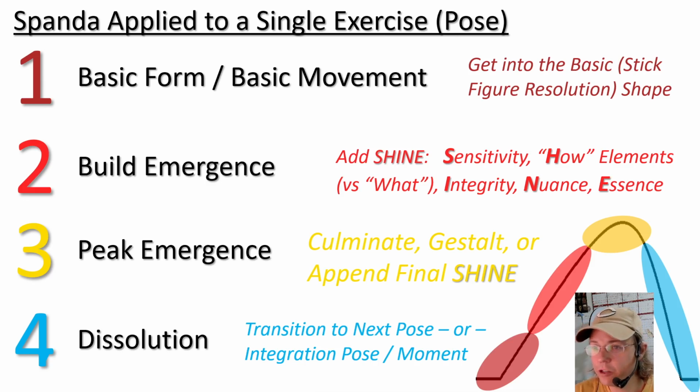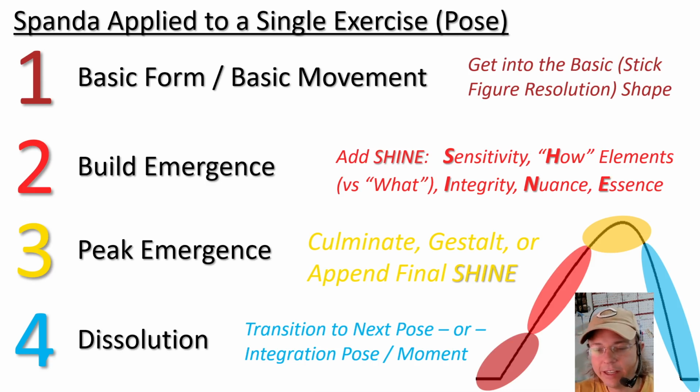So first we have the basic form, and once we're in the basic form, it's almost like a little mini container where we can now cultivate something greater, some kind of greater aliveness in the pose. And that's where we get into the second phase. This is where you see it climbing up the wave, and this is what we call building emergence. And specifically, when it comes to practicing yoga poses, this is doing what I'm going to call adding shine.